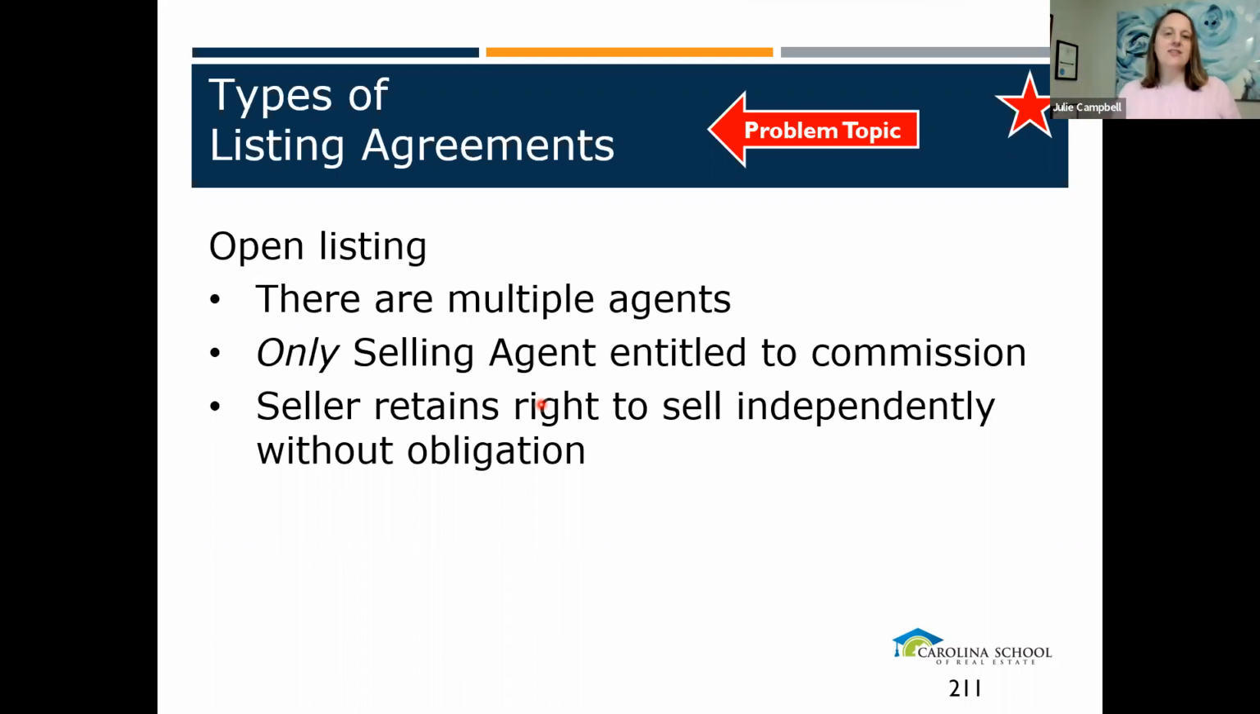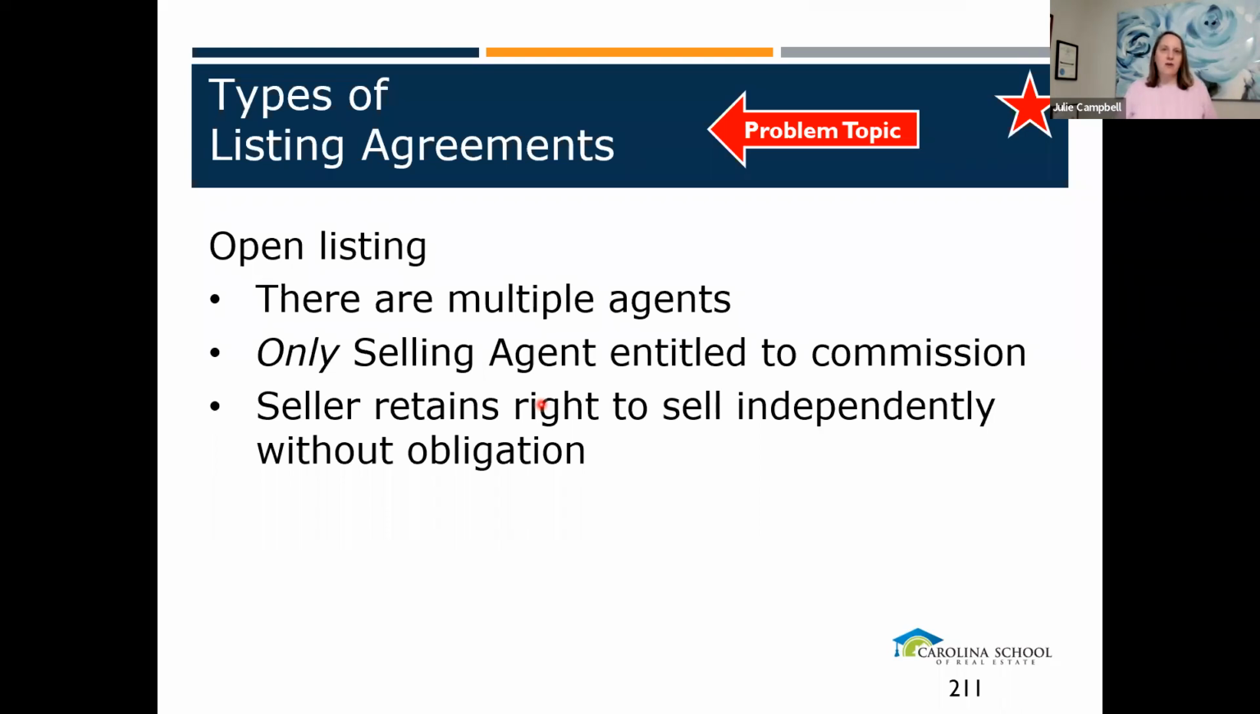And the seller retains the right to sell it on their own. If they go to work tomorrow and they're chit-chatting with a coworker in the break room and they sell it without you, they don't have to pay anybody. How does this sound? Everybody liking this?